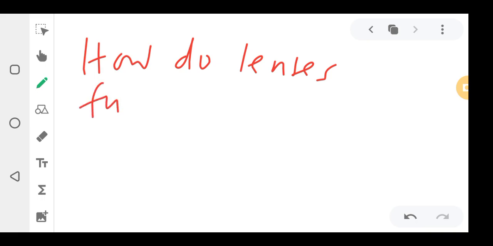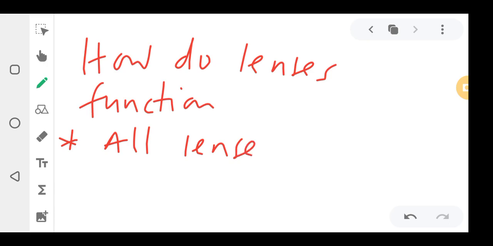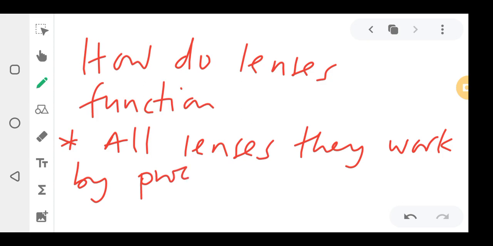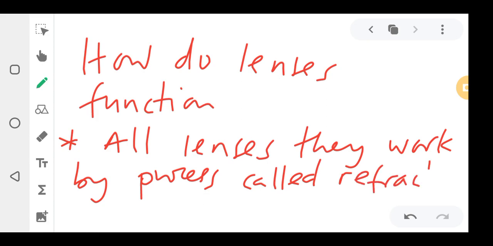Okay, but how does it work? How do lenses function or work? All lenses work by the law of refraction. All lenses work by the process called refraction. Refraction means a bending of light. So all lenses work by the process of refraction.